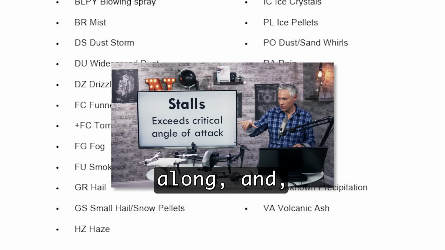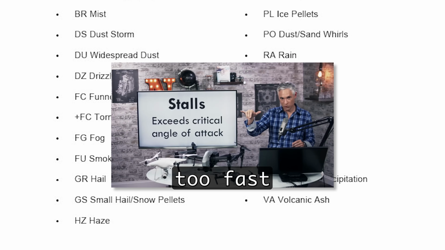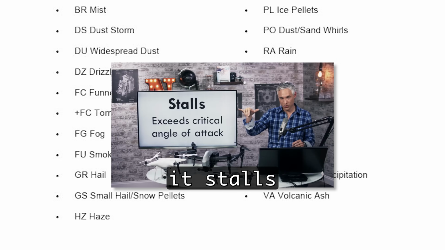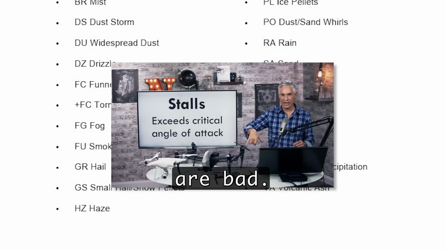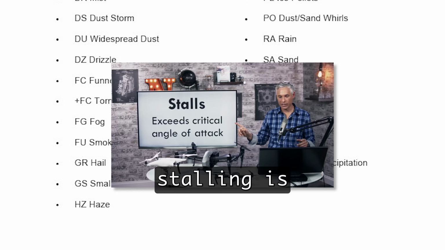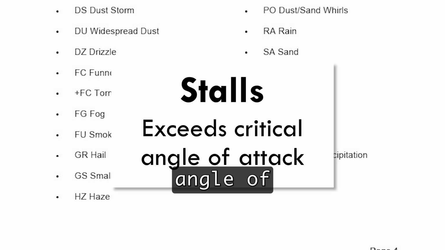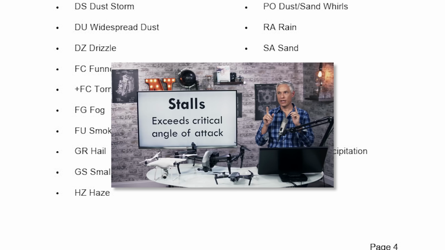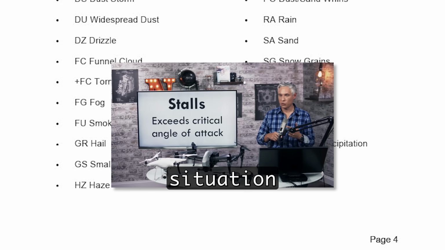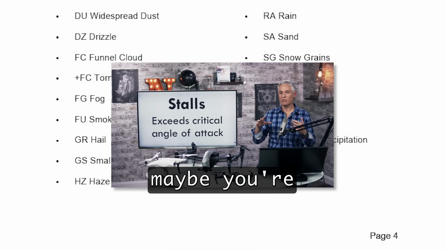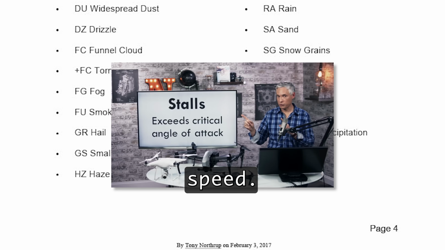If a plane's going along and it loses speed, or if it pitches up too fast and it doesn't have enough speed, it stalls, and suddenly it loses lift and it will just flop down like that. Stalls are bad. The key thing you need to know about stalling is it happens when the plane exceeds the critical angle of attack. If there's something impacting the plane that would make the situation worse, like maybe you're banking heavily or something, it's going to increase your stall speed.